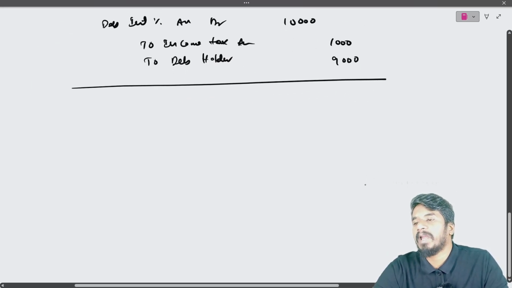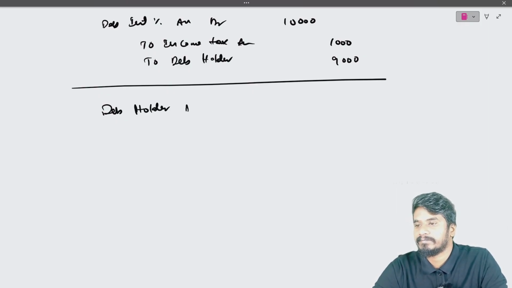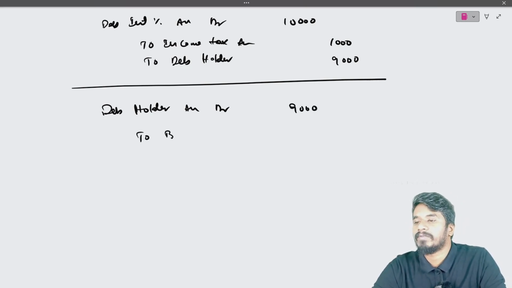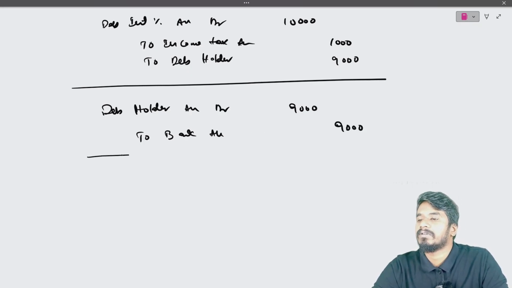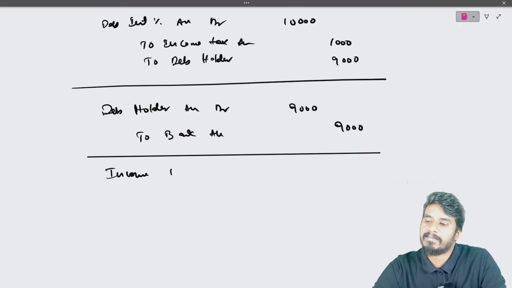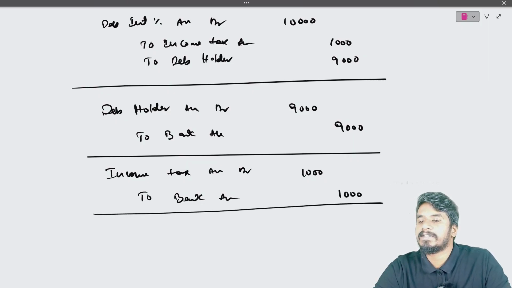And at the time of payment, the debenture holder will get debited because liability is decreasing. For how much? 9,000 we need to pay. From where will we pay? Bank account. It is decreasing, so credit. Obviously, fine. Now we need to pay income tax. Income tax account will get debited. How much do we need to pay? 1,000 rupees is the tax. From where will we pay? From bank account. Correct. So this is the entry.